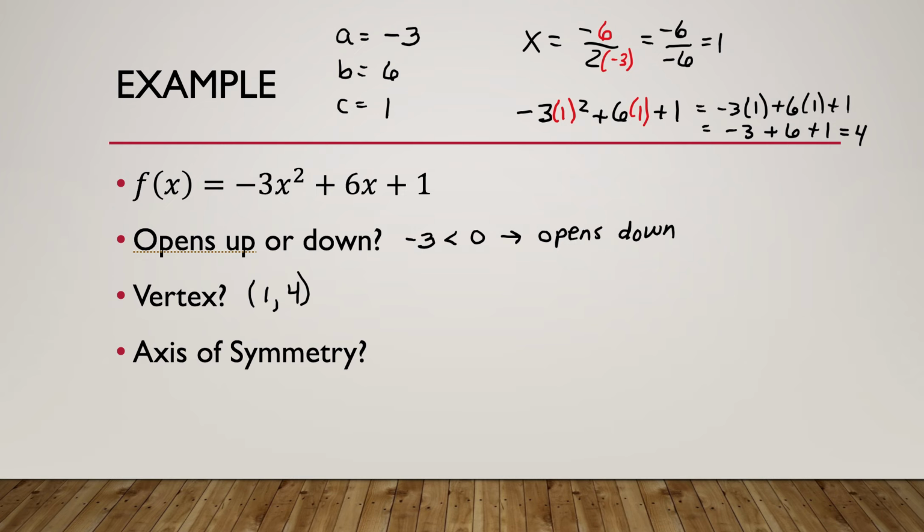And now I need the axis of symmetry. Remember that the axis of symmetry is a vertical line, so it always starts out x is equal to something. And it goes through the vertex. So it is a vertical line that goes through the point 1, 4. So what is our x value in that point that it goes through? The x value is 1, and so my axis of symmetry will be x is equal to 1.